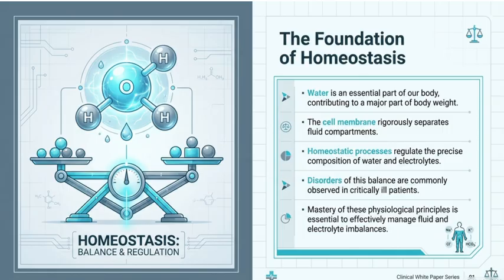Now, this slide highlights why water is so important. First, water is essential, making up the major portion of our body. Secondly, the cell membrane separates the fluid into compartments, that is, inside and outside the cell. Third, various homeostatic mechanisms regulate water and electrolyte balance. In critically ill patients, this balance is often disturbed. So, understanding these principles helps us to manage fluids better.